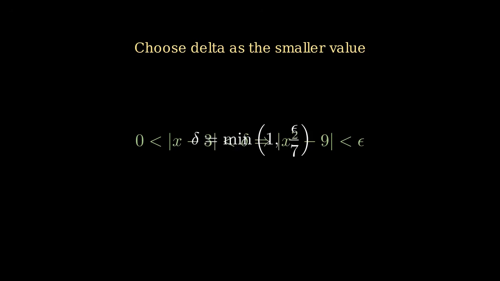So we choose delta to be the smaller of 1 and epsilon divided by 7. Whenever x is within this delta of 3 but not equal to 3, the value of x squared lands within epsilon of 9, exactly as the definition demands.